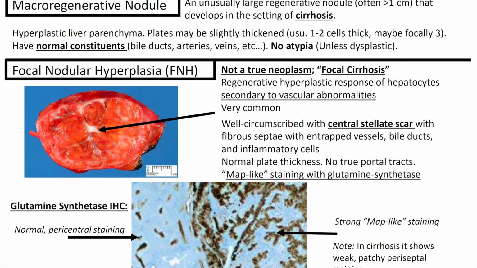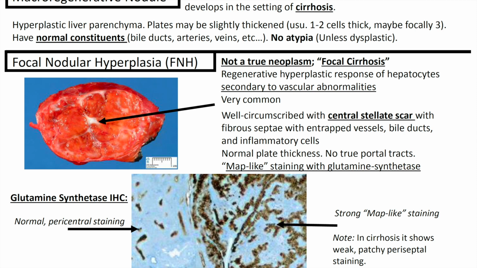All right, first up we've got macro-regenerative nodules. This is an unusually large regenerative nodule, often over 1 centimeter, that develops in the setting of cirrhosis. So you're going to see that as a theme, right? Cirrhosis being an underlying pathology and a lot of other things that can pop up in the liver, such as hepatocellular carcinoma and other processes that can develop if someone is diagnosed with cirrhosis.